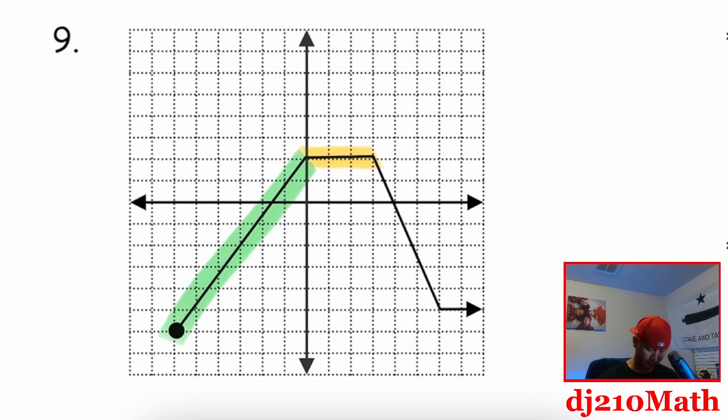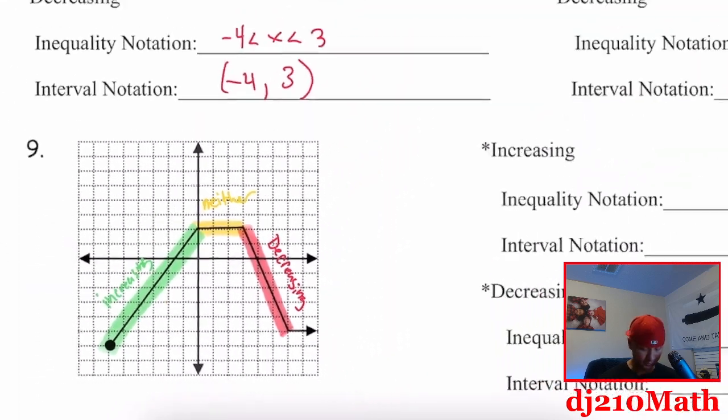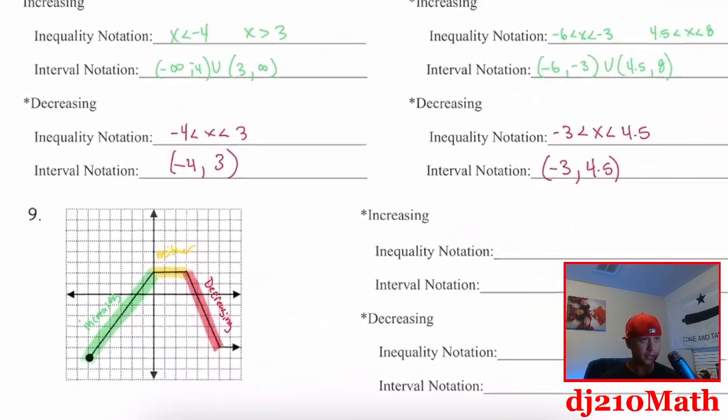And then you have decreasing here. So to be clear, we have increasing, we have decreasing, and then here we can just say this is neither, right? It's neither increasing nor decreasing when it's horizontal like that. Okay, so we put it on the side.